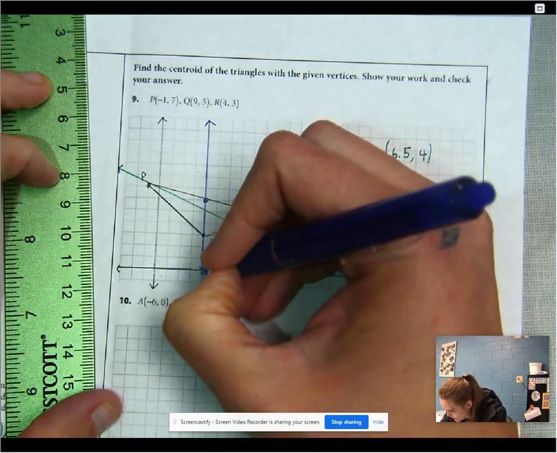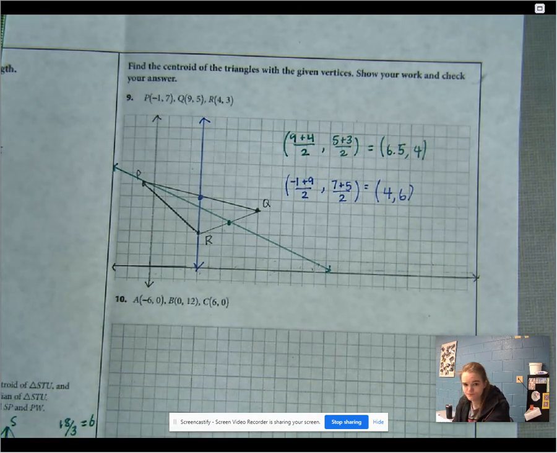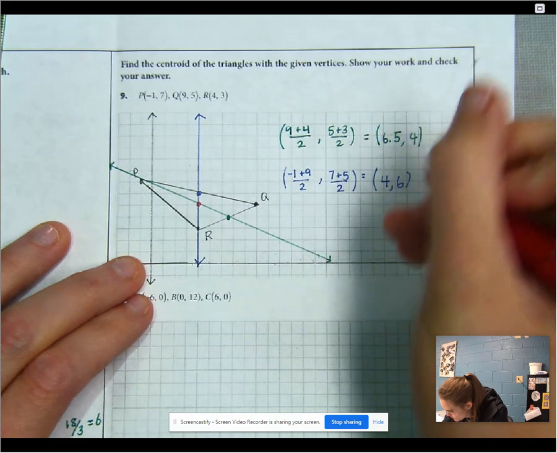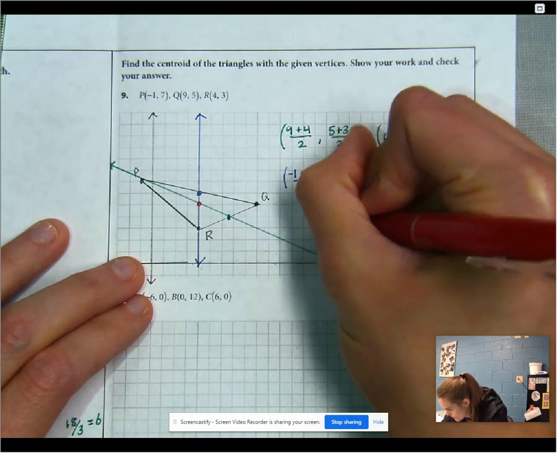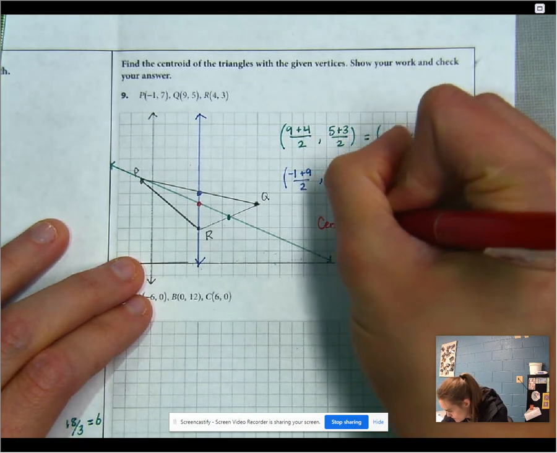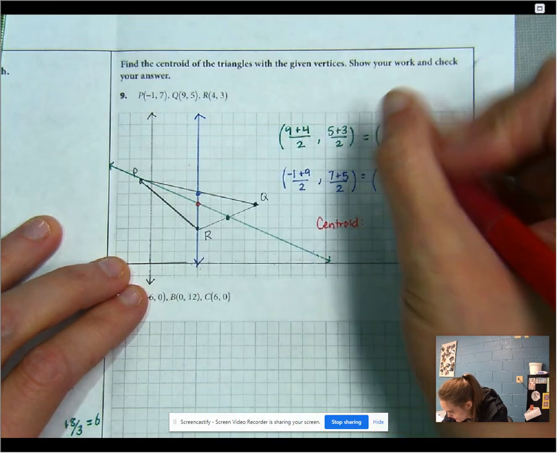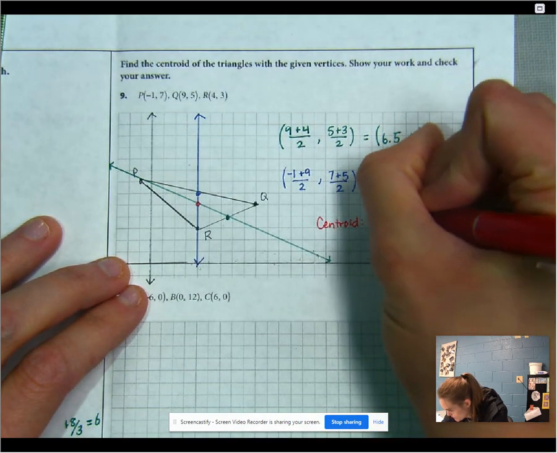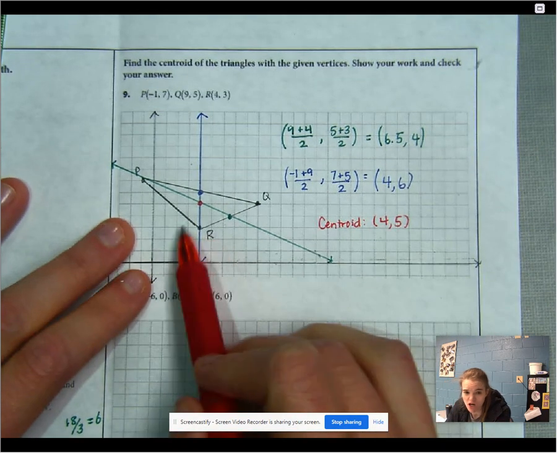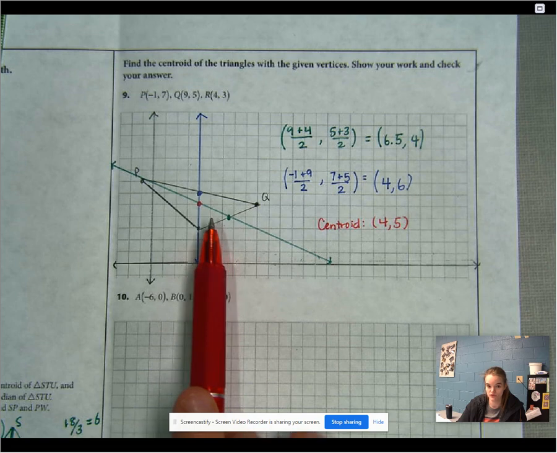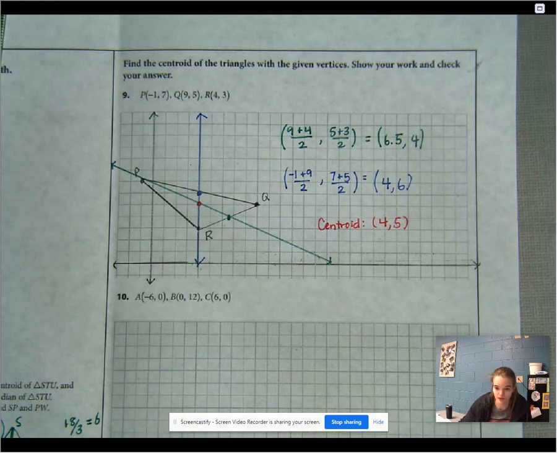Alright, it looks like we have our centroid right here. Where they cross, right, there's the centroid. So the centroid, the answer I'm looking for, is 1, 2, 3, 4. 1, 2, 3, 4, 5. So the centroid is (4, 5). This is an obtuse triangle, and in this obtuse triangle, the centroid was on the inside. We need to remember that. It's on the inside. Just remember, sometimes the locations matter.